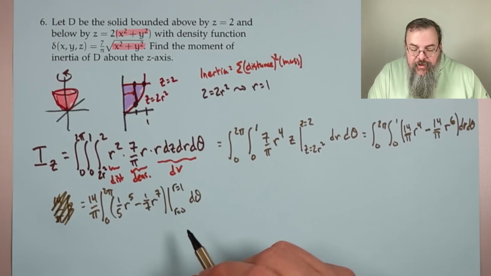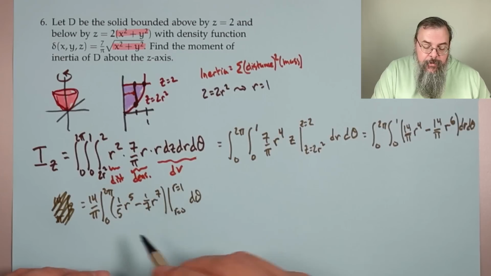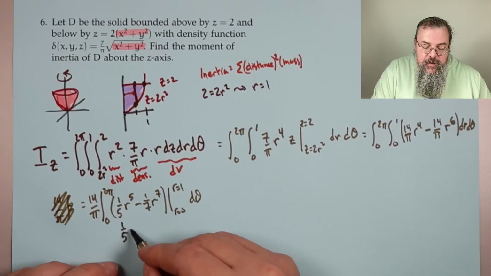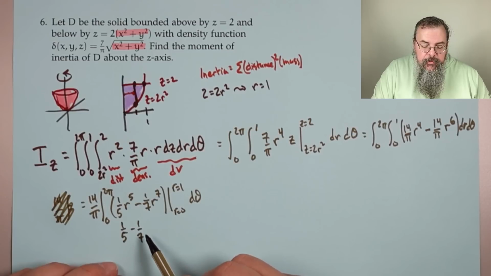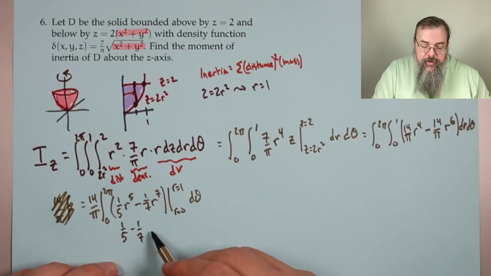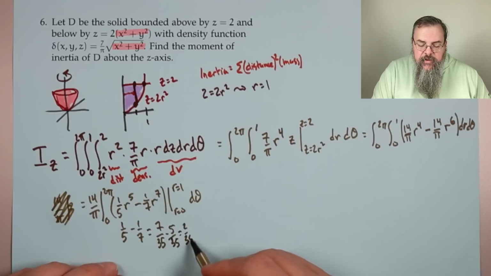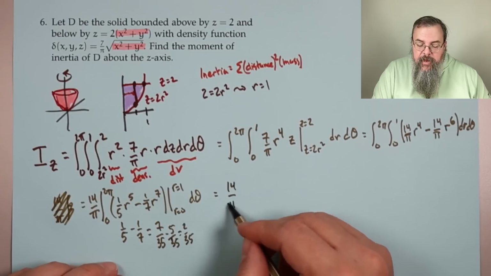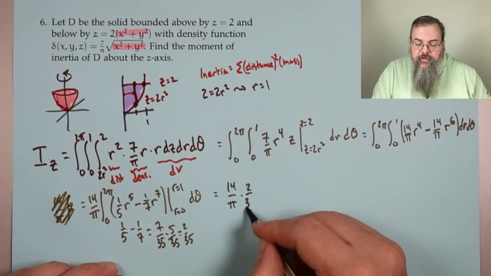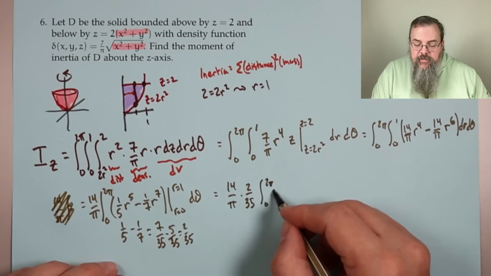Well, the good news is these are nice numbers, 0 and 1. Plug in 0, you get 0. Plug in 1, 1/5 minus 1/7. And okay, well, you can put a common denominator of 35. That's 7 over 35, subtract 5 over 35, which gives us 2 over 35, which is a constant. So we can pull that constant out as well. So we have 14 over pi, 2 over 35, and then we have the integral 0 to 2 pi of d theta.